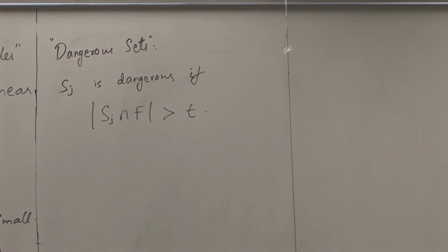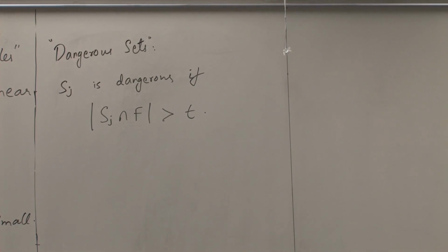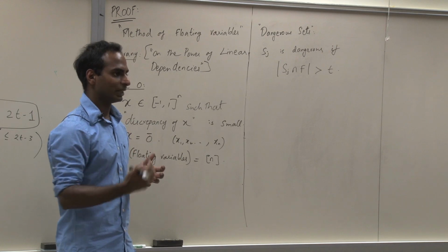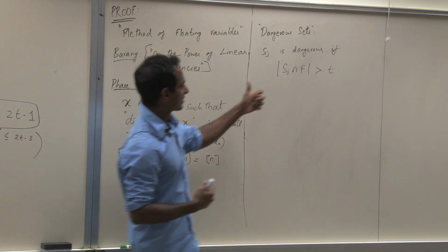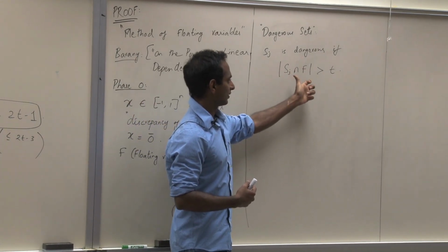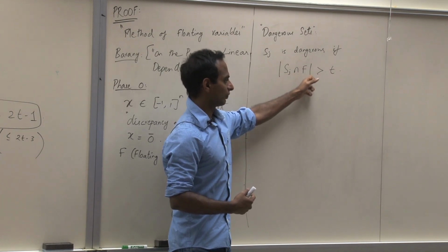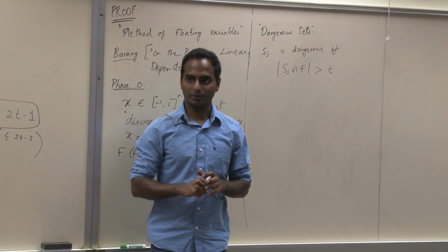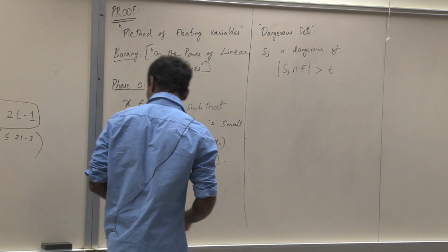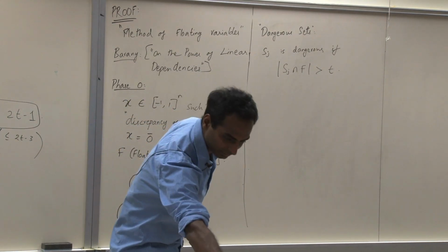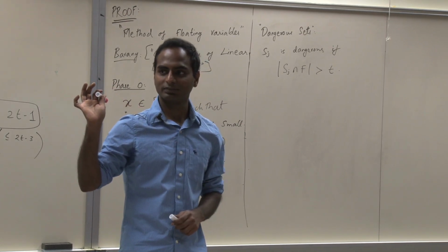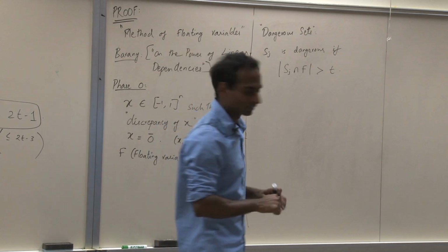Okay, so you have a set of floating variables f that will change throughout the execution of the algorithm, so it will keep decreasing, and a set S is dangerous if the size of its intersection with the floating variables is more than t. Okay, so let me draw a figure. Can everyone see red here? Okay.